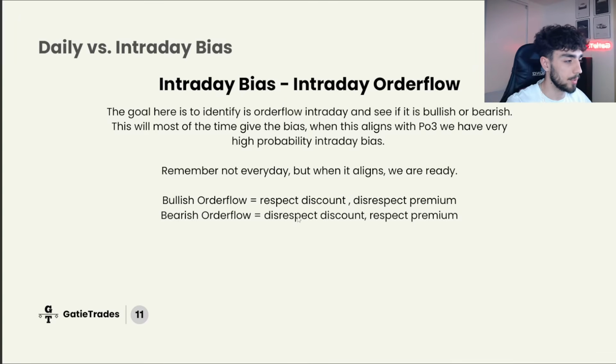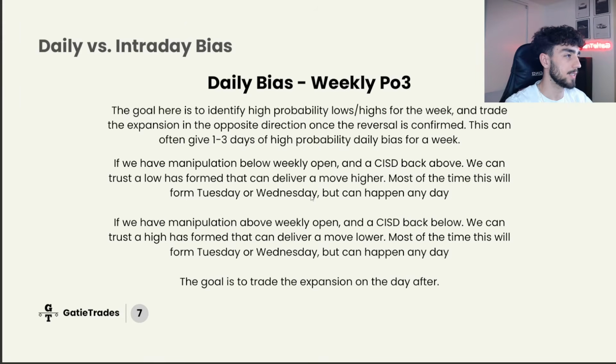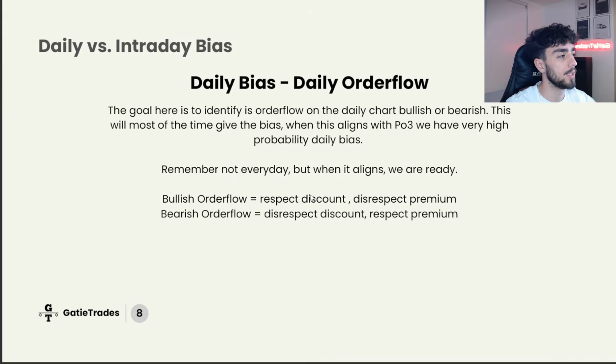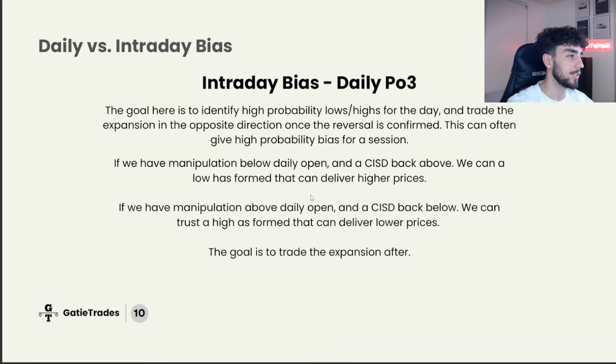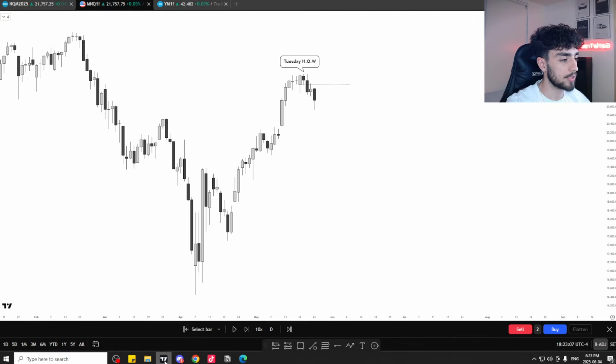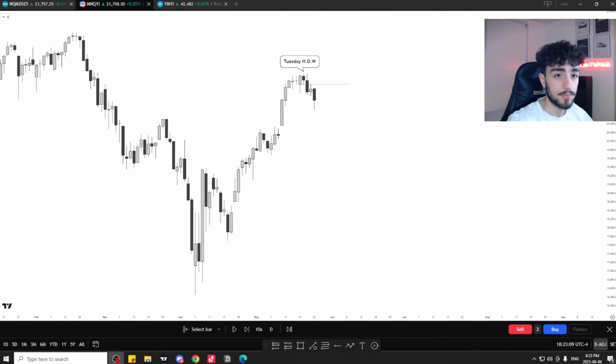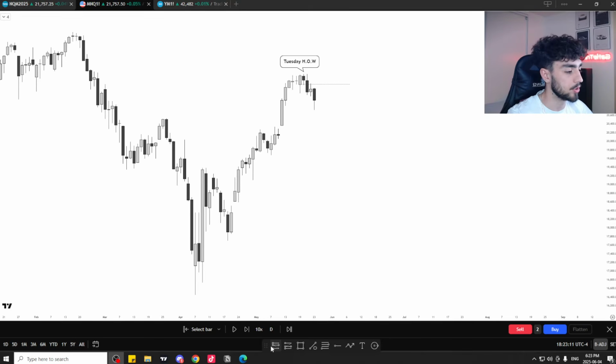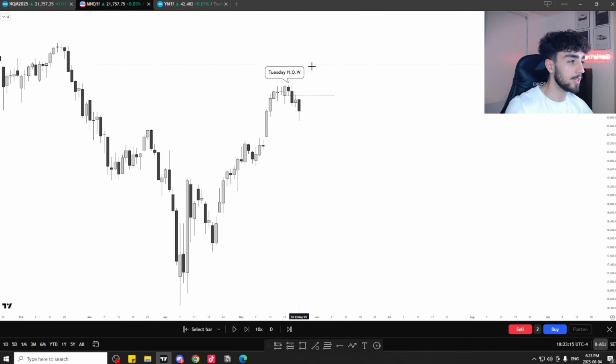Now, let's go into some examples. So we'll do some daily bias examples where we talk about the power of 3 with daily order flow. And we'll do some intraday bias examples. We talk about daily power of 3 and intraday order flow. So I'm not going to do any cuts in this video. We're just going to go scratch. So hopefully it's easy to follow along. I apologize if there's any discrepancies, but let's just go to it.